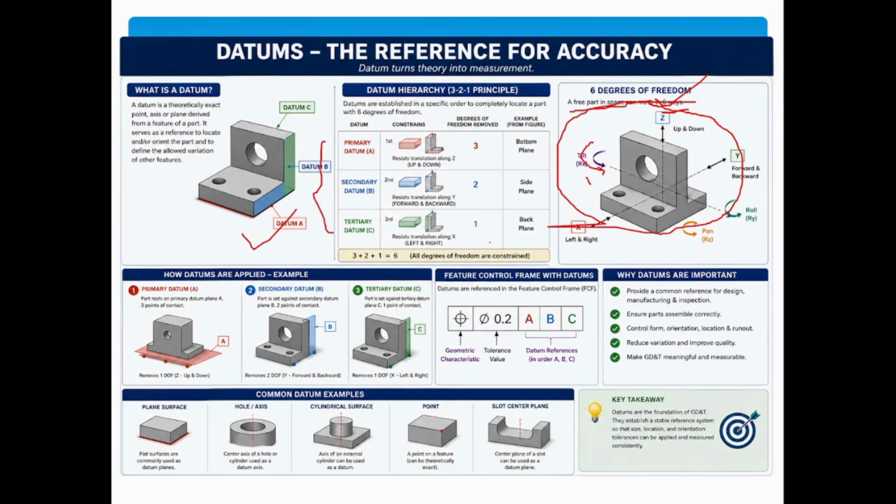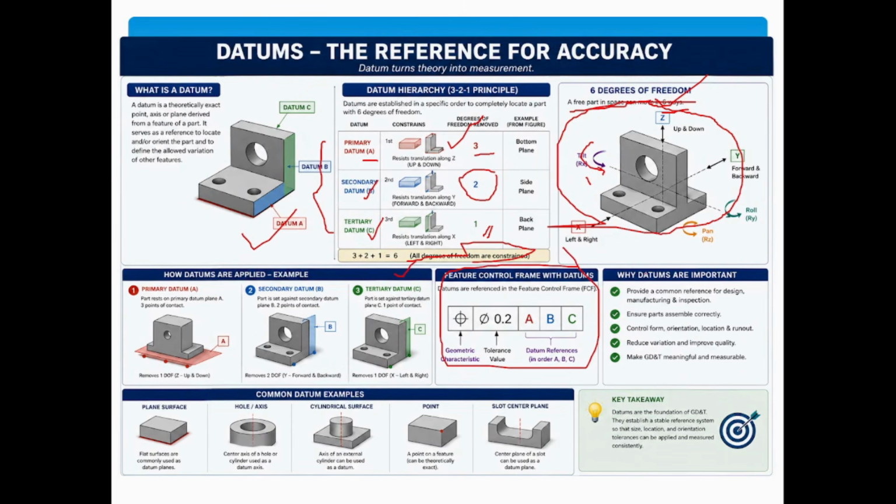So the constraints are: if I give only one primary datum, then there would be 3 degrees of freedom remaining. If I give the secondary also, then only 2 degrees of freedom. And if I give the tertiary surface also, then there would be only 1 degree of freedom. So all the degrees of freedom constraints are 6. So we just discussed this feature control frame.